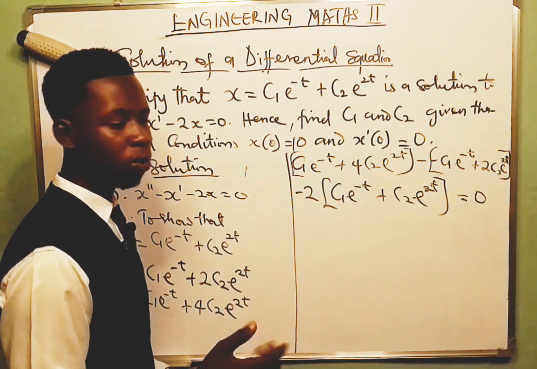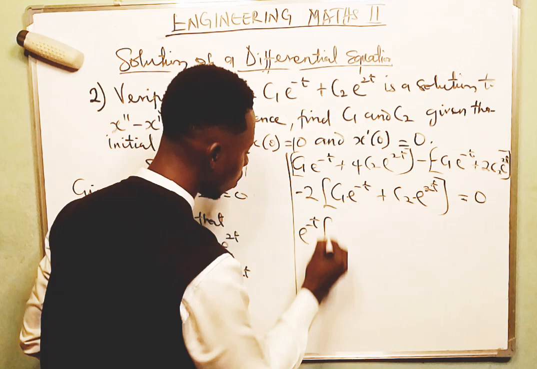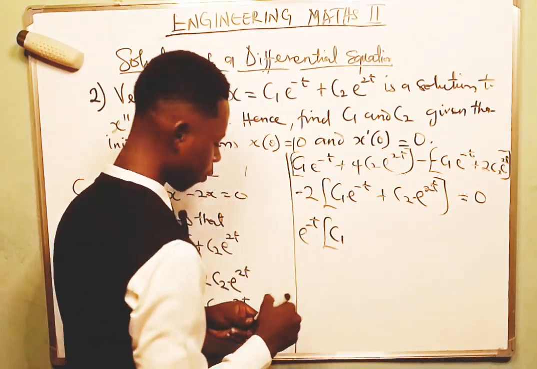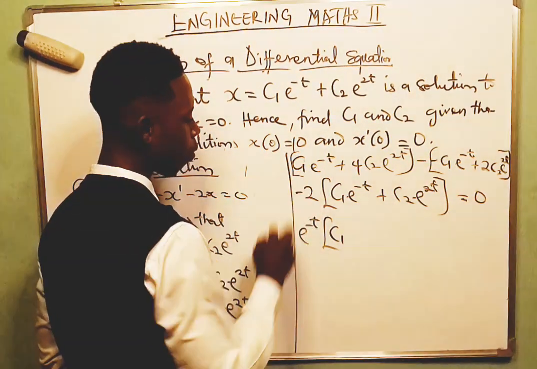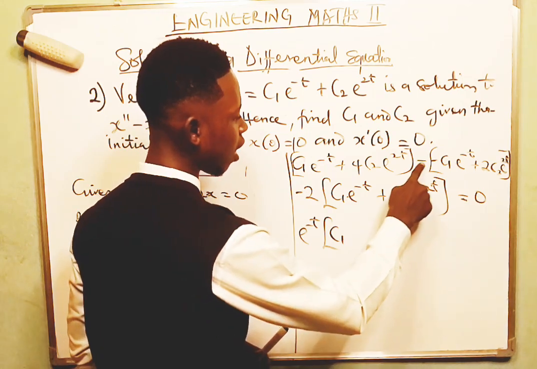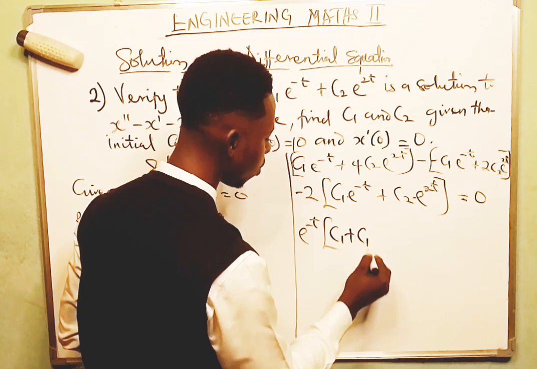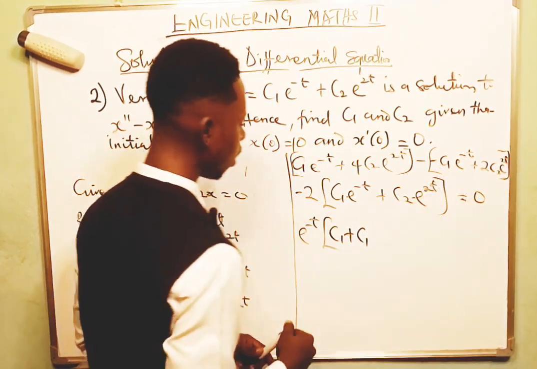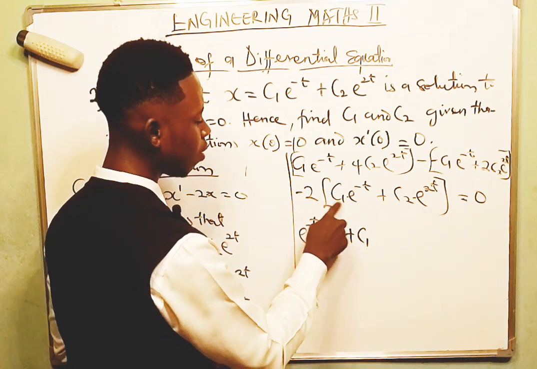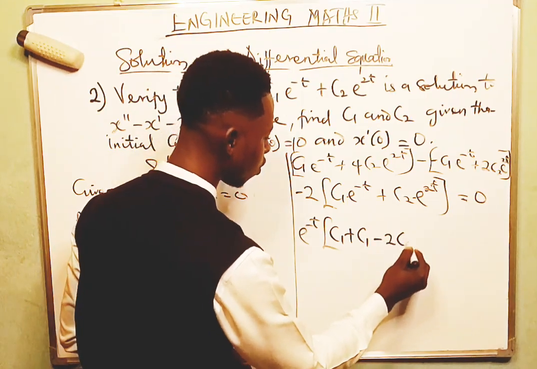Now, what are you going to do? You factor out exponential minus t. When you factor it out, what remains here is c1. What remains here is c1. Now don't forget you have a minus and a minus. Minus times minus will give us a plus. We now have plus c1 for this. Now you come to this other part. You have minus 2c1 exponential minus t. So if you factor this one out, you are going to be having minus 2c1.